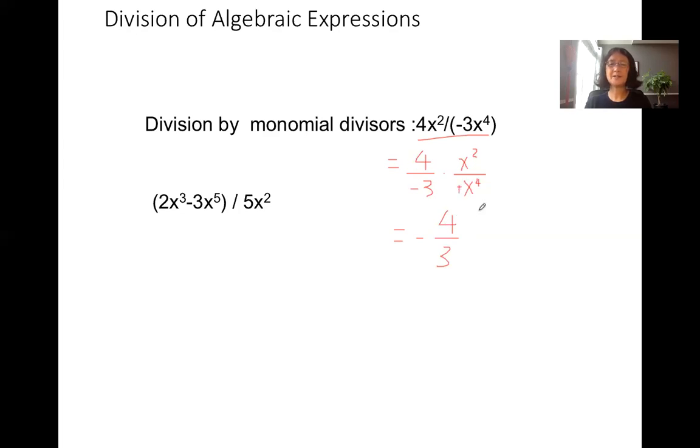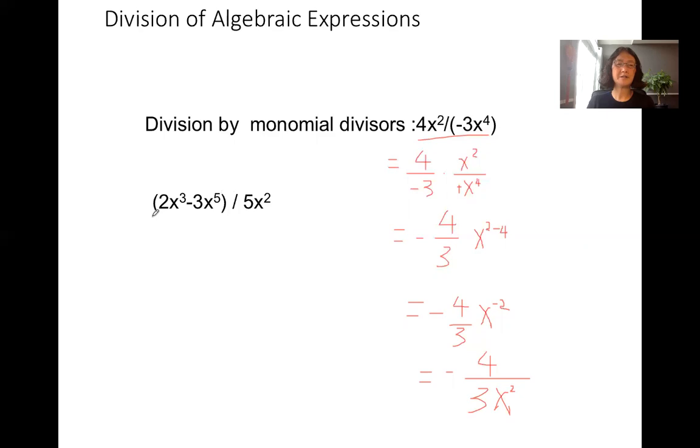Okay. So the result is x squared minus 4, raised to power 2 minus 4. And continue. Negative 4 over 3, x to the minus 4. Okay. And sometimes you can move this negative 4 to the denominator position. So it becomes 3x squared. Okay. So this is a division by monomials.